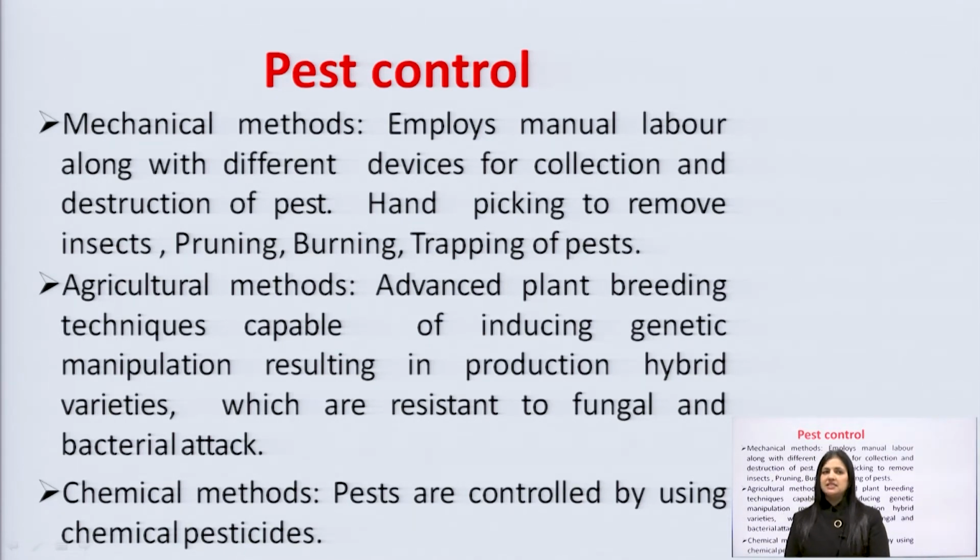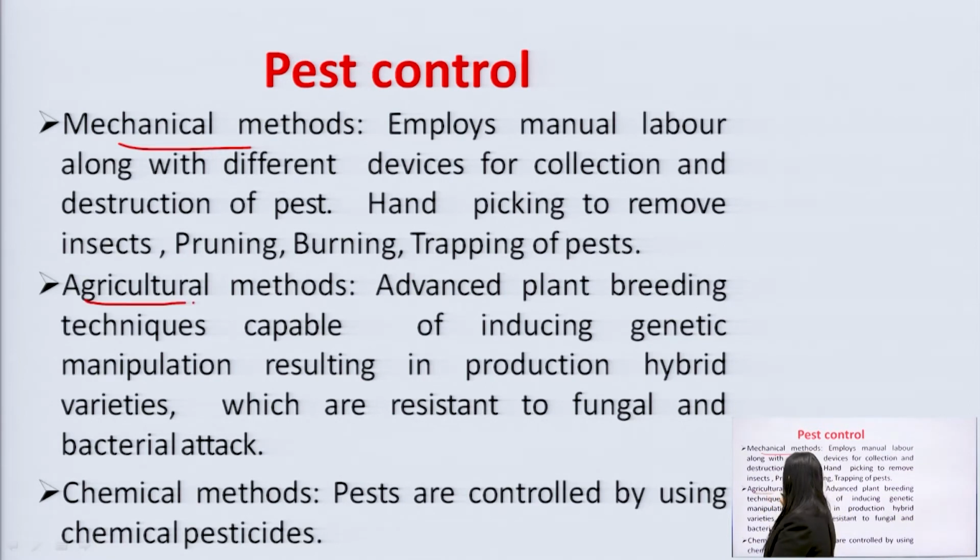Basically, these are mechanical methods, which employ manual labor along with different devices for collection and destruction of the pest: hand picking to remove the insects, pruning, burning and trapping of waste, that is being done by the human beings, the workers and the laborers who are engaged in the farms.